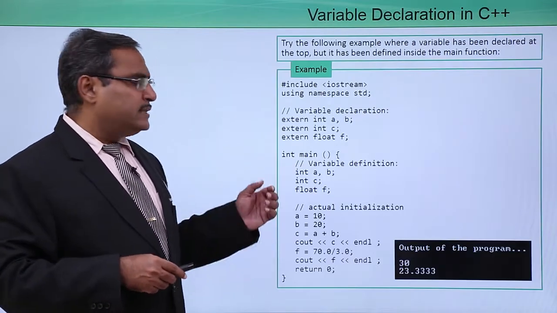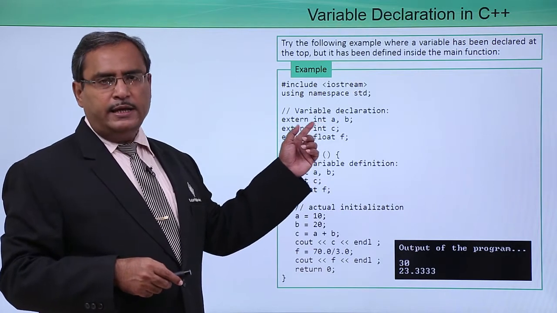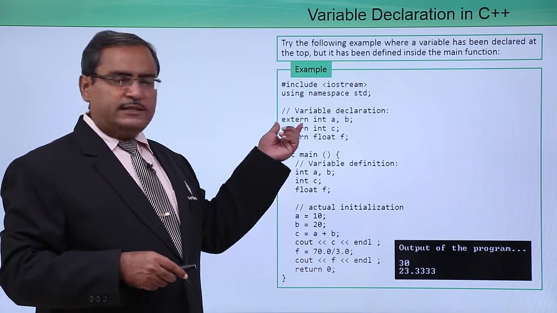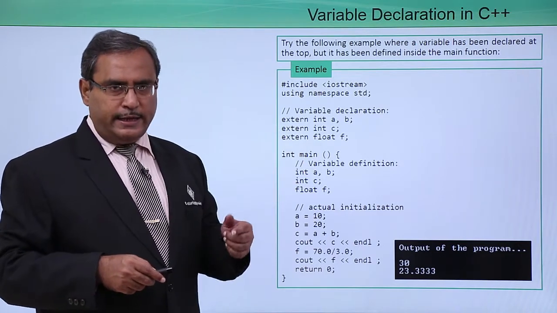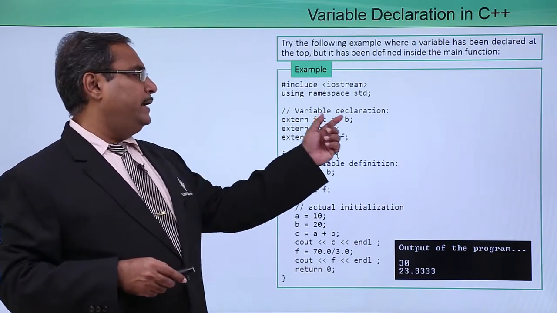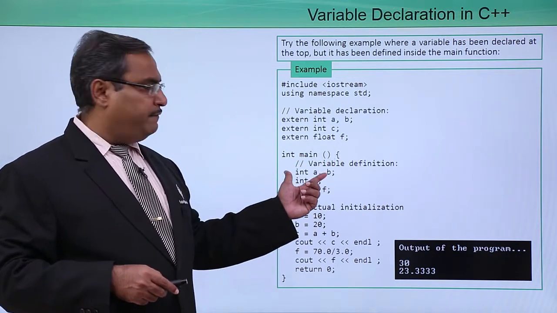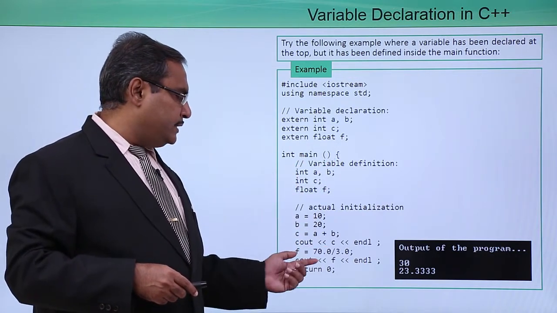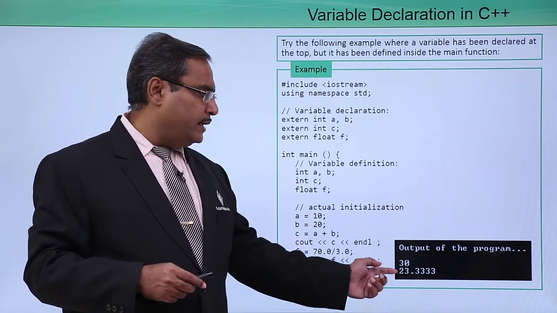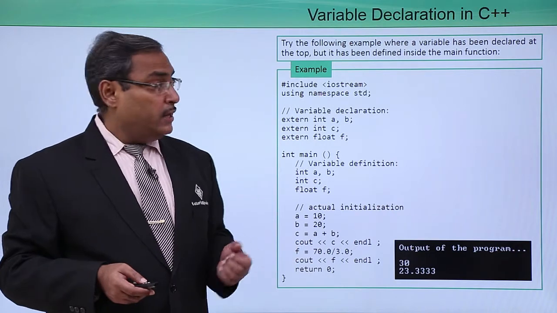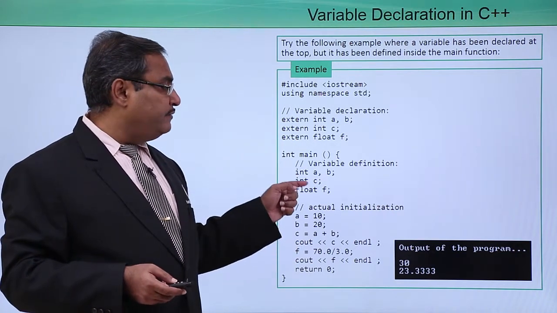So here is the code for us. Here we have declared a and b of the type int, and it is extern. This extern indicates that these variables are not being defined here, but are being declared here. So the variable declaration is done here. Then here we have the variable definition, and then we initialize, do some calculations and print the values accordingly, and this is the respective output. So here you can see how to declare variables and how to define variables.